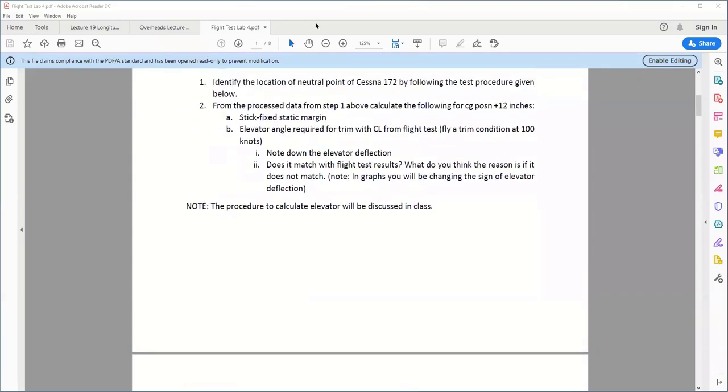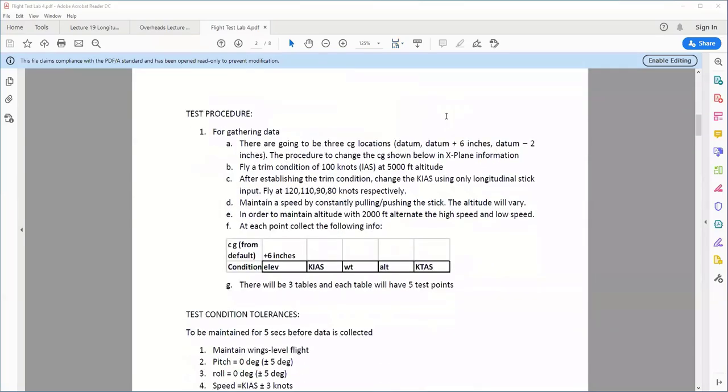We'll discuss all of this one by one right now. So let's go for the problem one. Let's discuss the procedure. There are going to be 3 CG locations. We are going to use the datum, that's wherever it is right now. Then we are going to add 6 inches to it. And then the third condition is when you subtract 2 inches from it. This is to make sure that you get 2 points, one on either side of the datum, so you get a nice straight line.